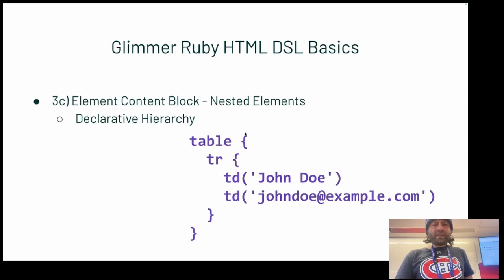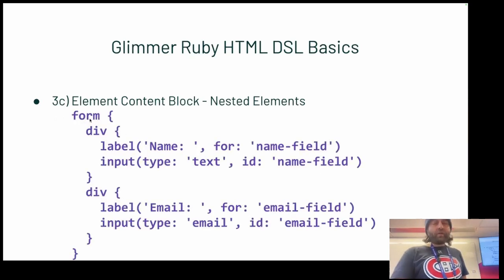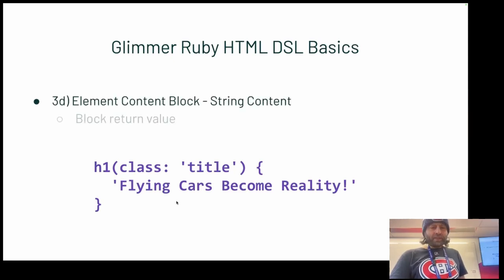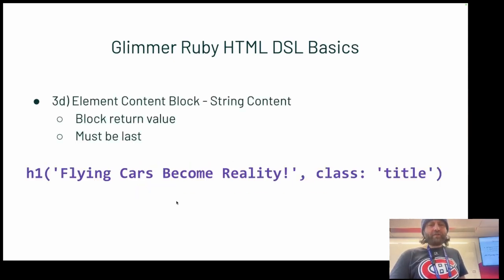Next is nested elements. So that's like nesting a TD, table data, within its table row, within a table. So that's like the composite pattern, because every element is composed of other elements. Here we have a form that has a div that has a label and input. That's another example. And if you have just a header and you want to put text in it, you can put it as a string in Ruby. So you would single quote it or double quote it and put it as the last value of the block, and it becomes the return value. So that's one of the niceties of the Ruby DSL.